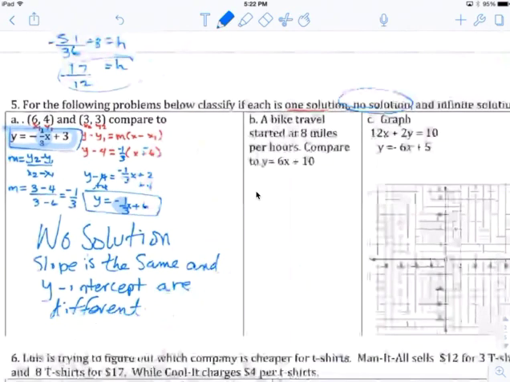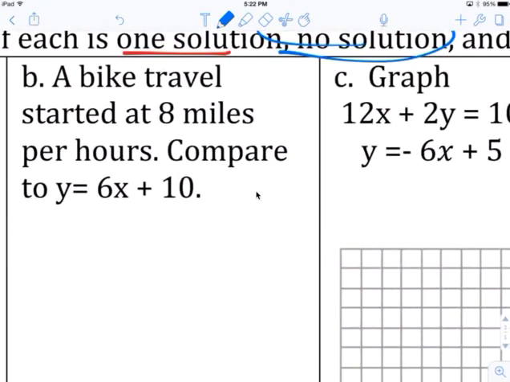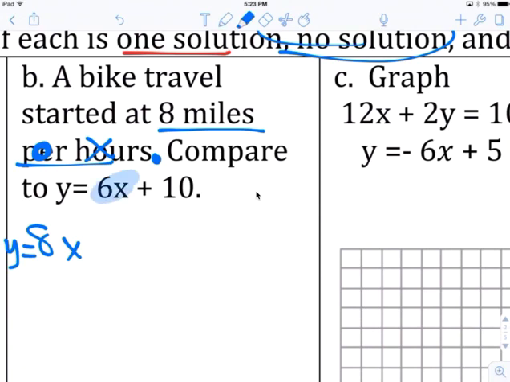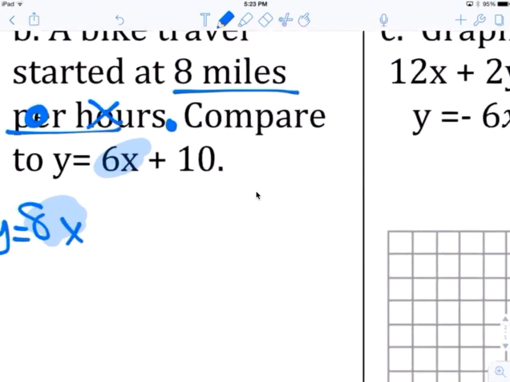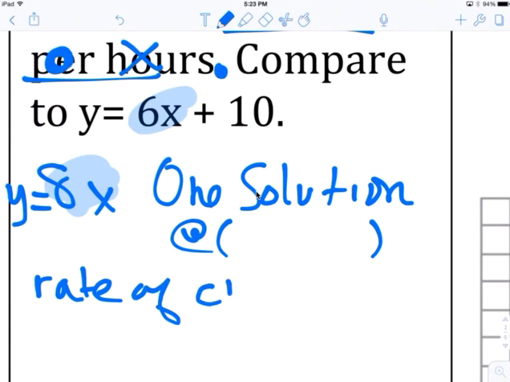All right, this one here. A bike travels 8 miles per hour. Per means times x. 8x. y equals 8x. Nothing else. Compare that together. One solution. The reason why it's one solution is because the rates of change are different. Oh, if it's one solution, you always need to state the solution. Rate of change is different.